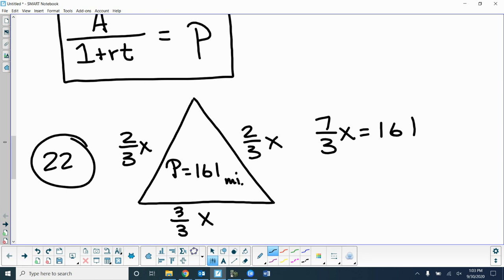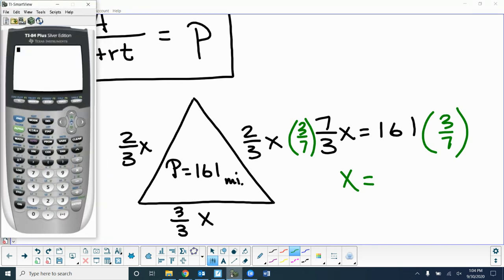2 and 1/3 x, that would work. But what's easy to do now with that 7 thirds to get it moved? Multiply by the reciprocal, right? The 3/7. So we're going to multiply both sides by 3/7. And that comes out to, when you multiply, just go 161 times 3 divided by 7. Or you can just do it like this too. 161 times, and then just put 3/7 in parentheses. And that just means 3 divided by 7, right? And it comes out to 69 miles.